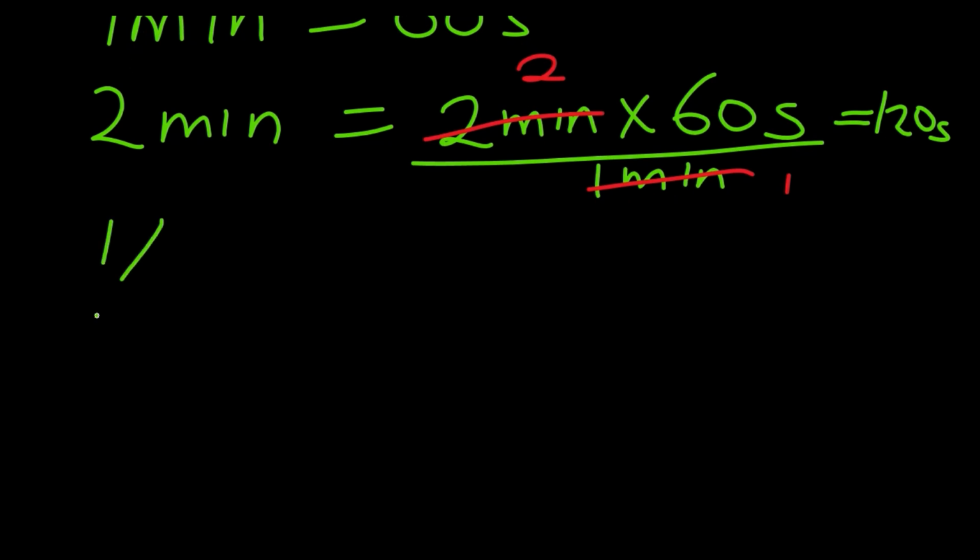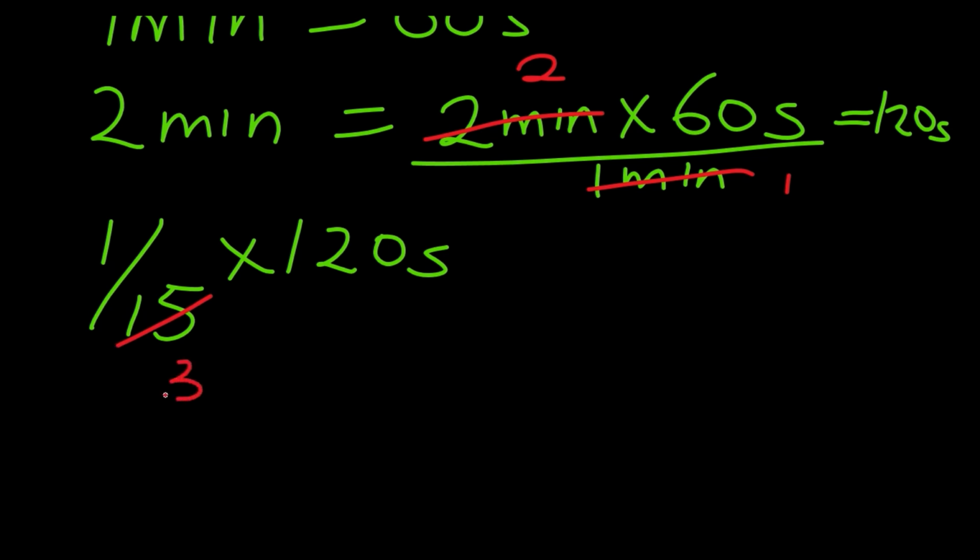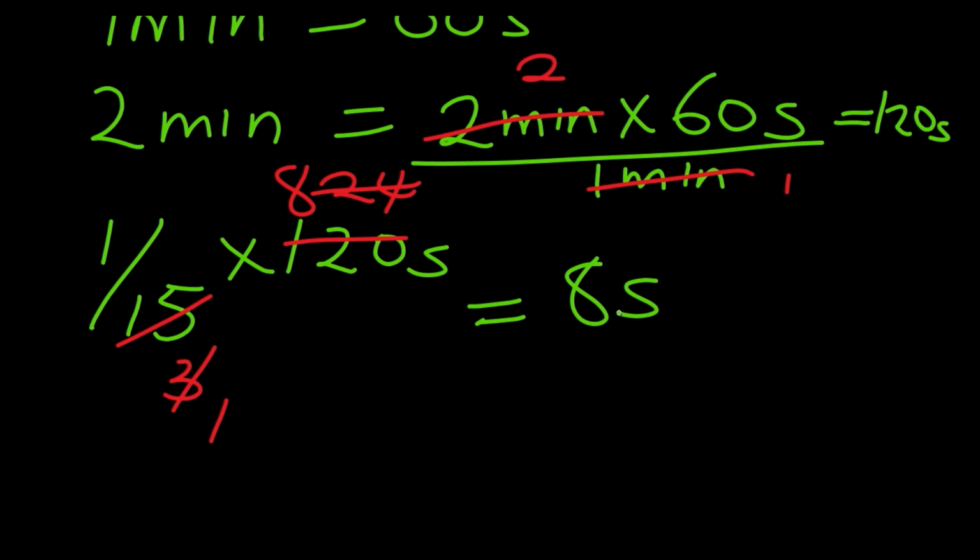Substituting 1 over 15 times 120 seconds, we simplify. 15 divided by 5 will give us 3, and 120 divided by 5 will give us 24. Simplifying further, 3 divided by 3 is 1, and 24 divided by 3 will give us 8, equals 8 seconds. Then 8 seconds is 1 over 15 of 2 minutes in seconds.